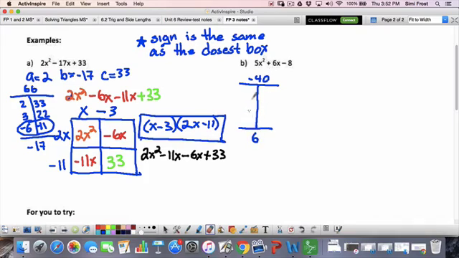And now I need to brainstorm some factors, and I'm coming up with 2 and 20 would multiply to 40, but would not add or subtract to 6. So now I'm going to try 4 and 10. 4 and 10 would multiply to 40 and would subtract to 6. So one of these has got to be a negative. So now I need to determine which one.